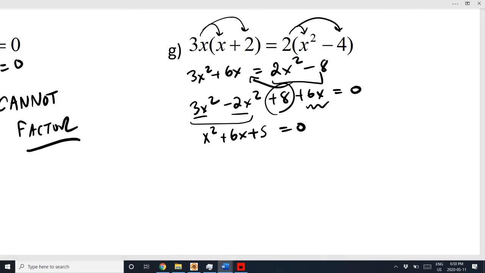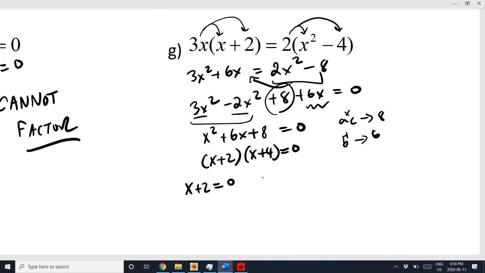And this looks factorable. So it's a simple trinomial. So we want to find two numbers that multiply to a times c, so in this case, a times c is equal to 8, and add up to b, which in this case is 6. So two numbers that multiply to 8 but add up to 6. I could think of those already: x plus 2 and x plus 4. Okay, and then we'll set each of these to 0, and we'll solve for x. x is equal to negative 2, x is equal to negative 4.